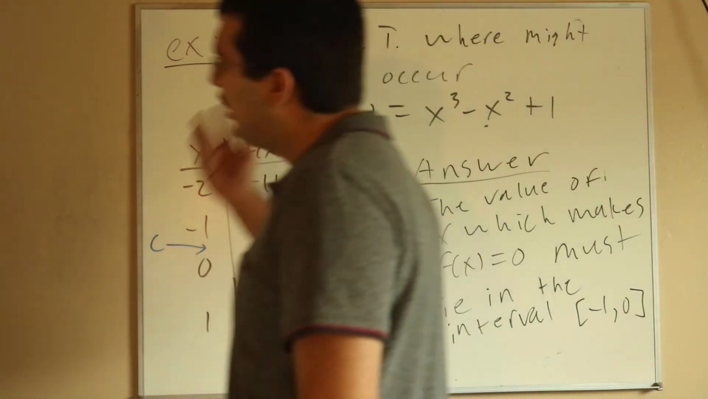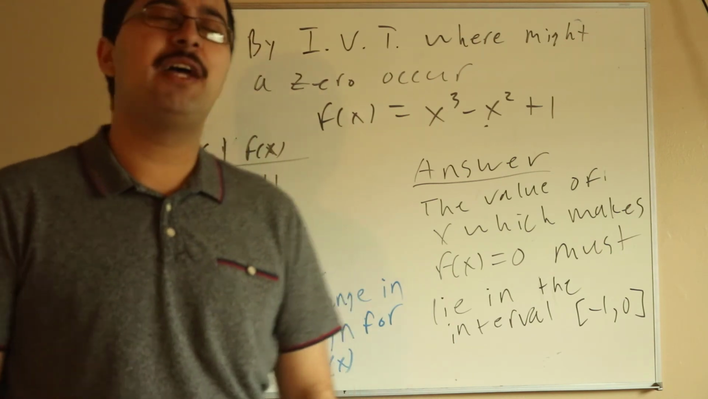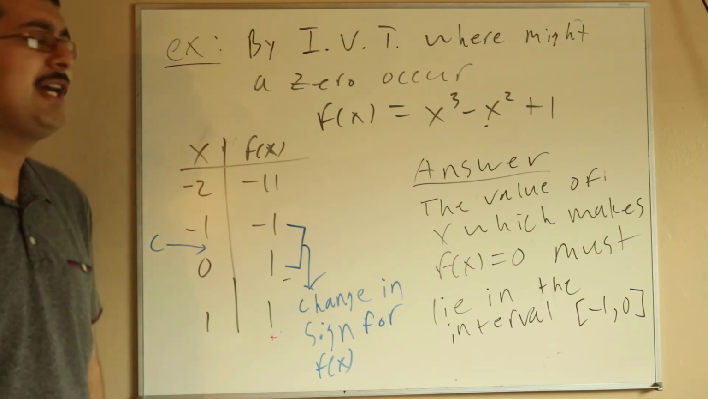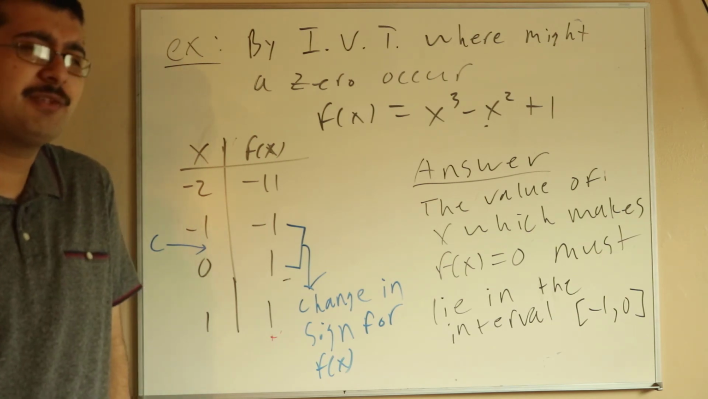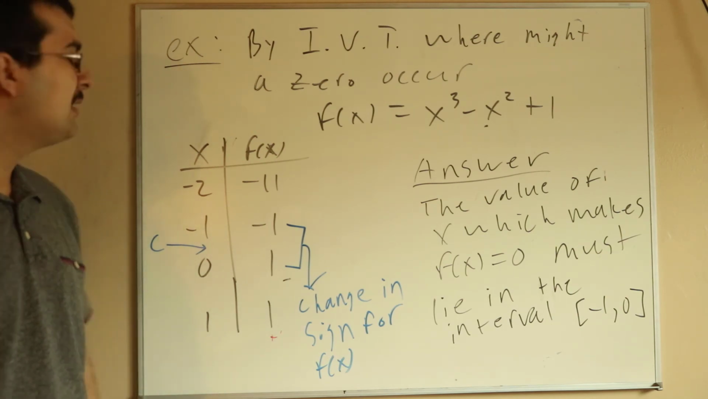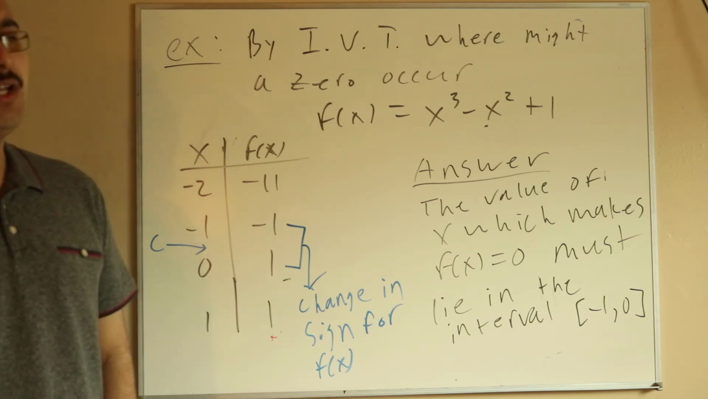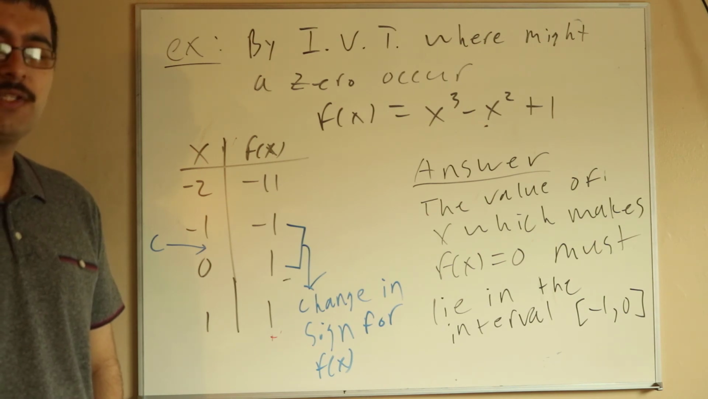Short of that, the intermediate value theorem isn't quite useful for this class. It's a good tool to narrow down the search if we're trying to look for zeros. But besides that, this class, not too much use for it.